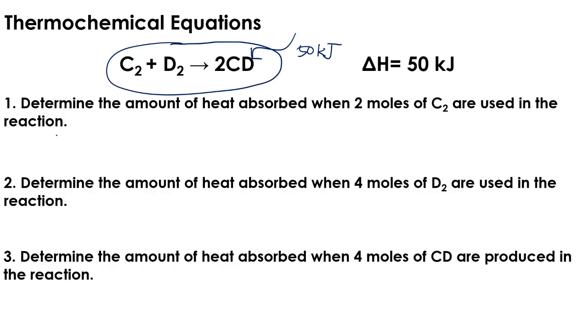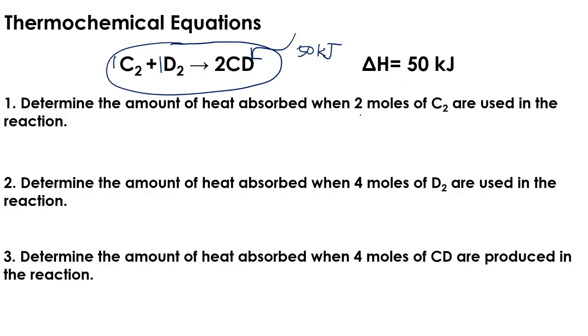Okay, let's answer the first one. Determine the amount of heat absorbed when 2 moles of C2 are used in the reaction. So let's go back and analyze the thermochemical equation. Here, the coefficients are 1, 1, and then 2. So if we interpret this one, for every 1 mole of C2, delta H is 50 kilojoules. For every 1 mole of D2, delta H is also 50 kilojoules. And for every 2 moles of CD, delta H is equal to 50 kilojoules.